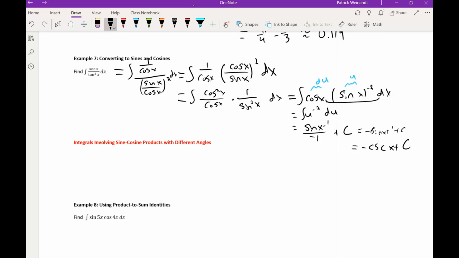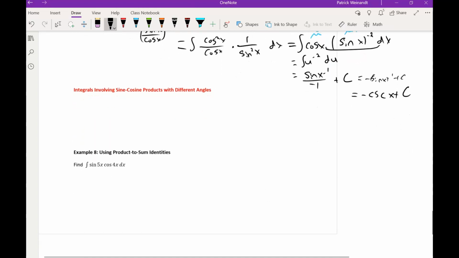Integrals involving sine, cosine products with different angles. So we're going to need this information for the last one. When we have integrals that involve the products of sines and cosines of 2 different angles, we want to use product to sum identities to rewrite these things and then integrate from there. You have those in your notes. I'm going to rewrite them. They're going to look slightly different than the one in your trig cheat sheet, but they're the exact same thing.